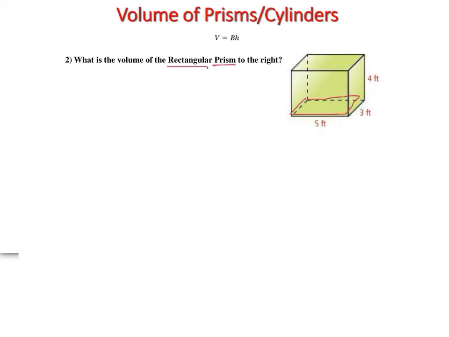This problem is called a rectangular prism because the bottom is a rectangle. So we could think of it as a stack of rectangles going up like that. So go ahead and calculate the volume of this shape.